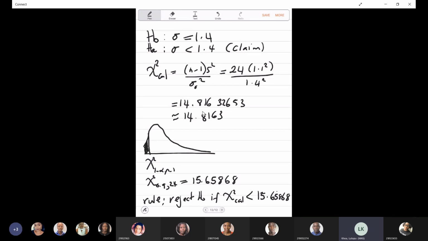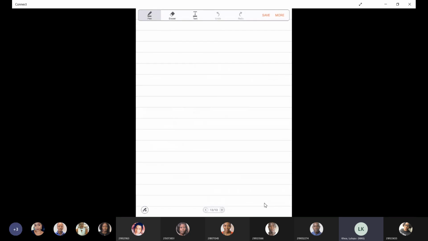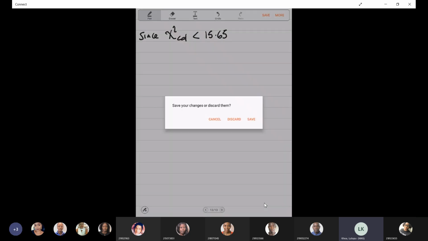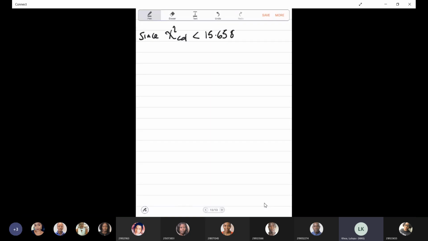Then the next step is to make your decision. You'll look at the value that you calculated, then compare it with your critical value. So here it is definitely less than our critical value, which means we will reject H naught. So that's step number 4, our decision. Since the chi-square that we calculated is less than the critical value of 15.65868, we reject H naught.